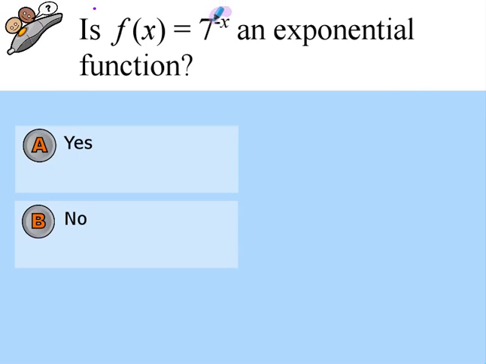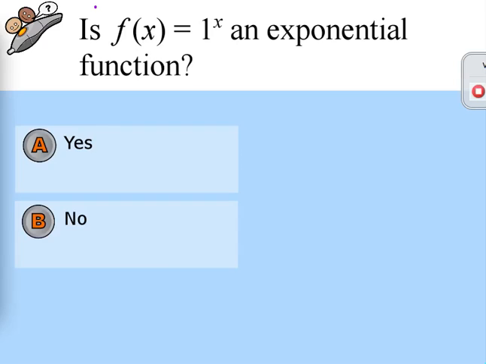This is negative, right? It said x had to be what? A real number. Is a negative number a real number? Yeah. So is this an exponential function? The answer is yes. So you can have that negative exponent. Okay, is f of x equal 1 to the x an exponential function?